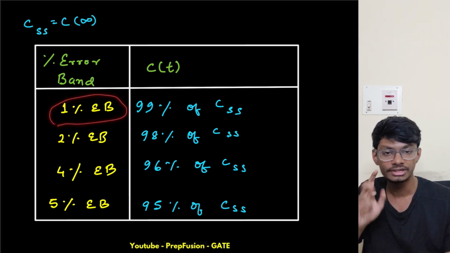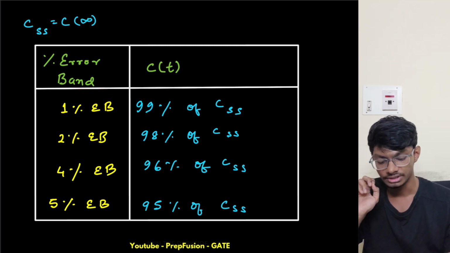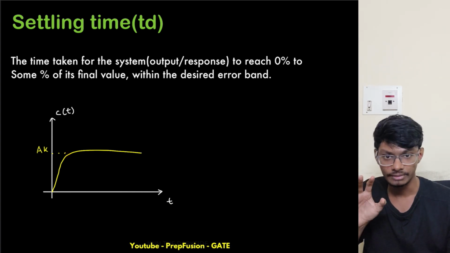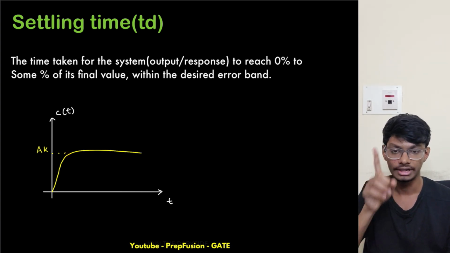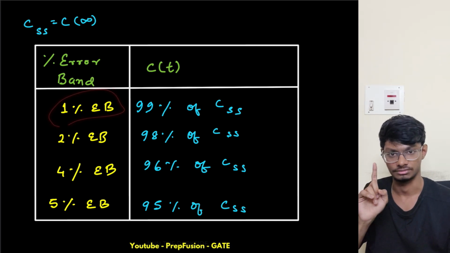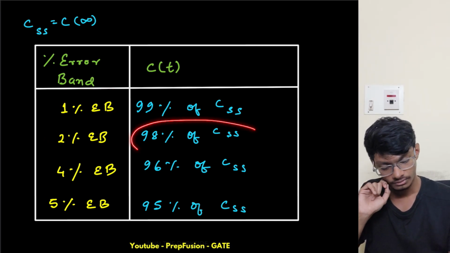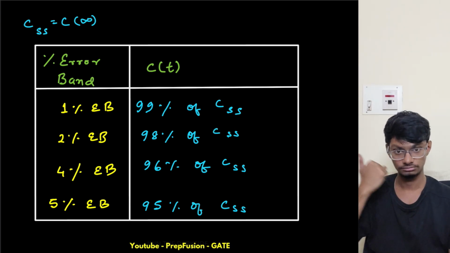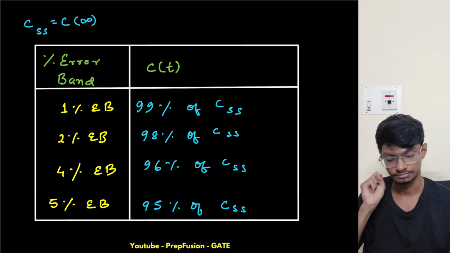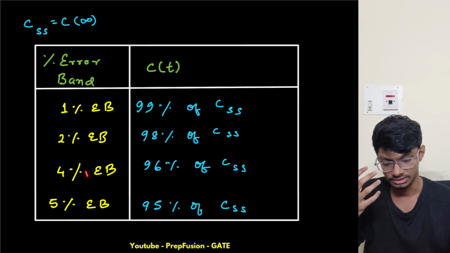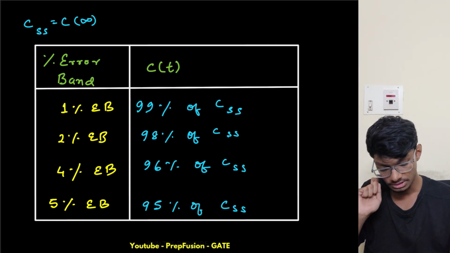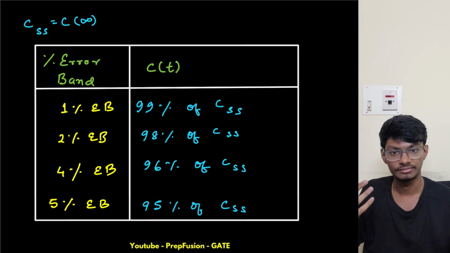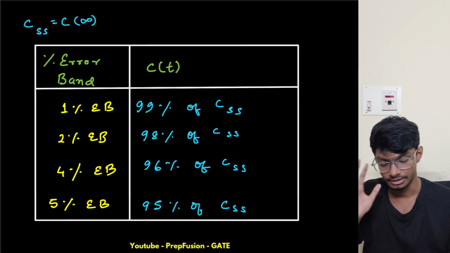So the 1% error band, what does it mean? 1% error band means I am within 99% of the c steady state, right? So whichever time I reach 99% of my steady state value, that time will be known as the settling time for the 1% error band. Now for the 2% error band, 98% of the c steady state, that is I have 2% error from the steady state value. Now what is the 4% error band? 4% error band means I am within 96% of my steady state value, and 5% means I am within 95% of the steady state value, right?